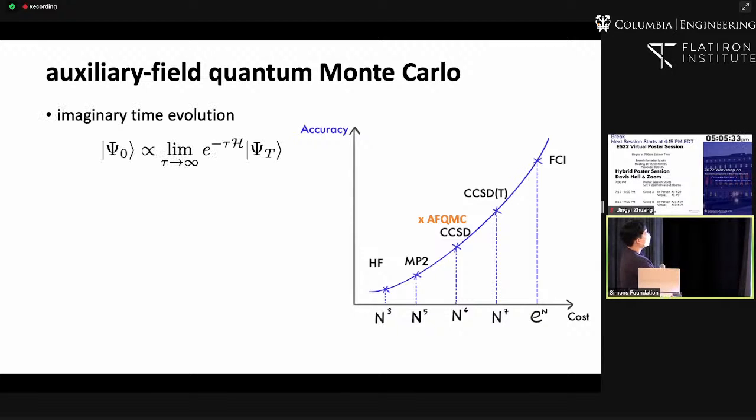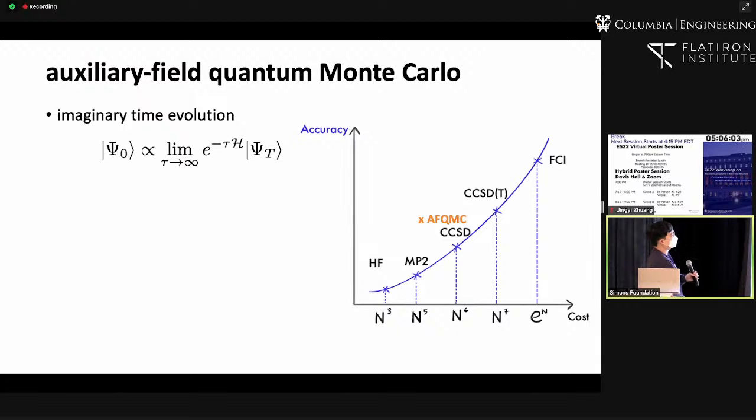We perform imaginary time evolution. That's what AFQMC is for, and that's what all of these projector Monte Carlo methods are for. We take the Hamiltonian that we know and we exponentiate it and multiply it by minus tau, where tau is the imaginary time. And in the long tau limit, we can actually approximate the ground state up to arbitrary precision. And that's really the point of doing imaginary time evolution.